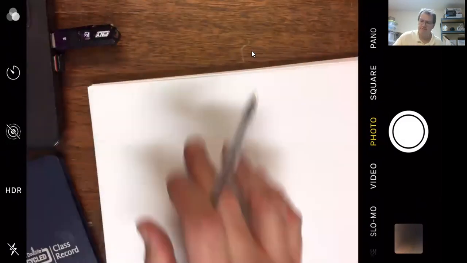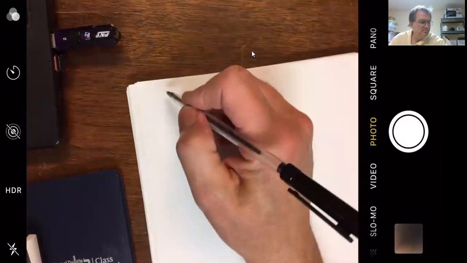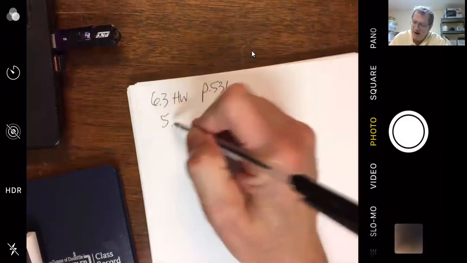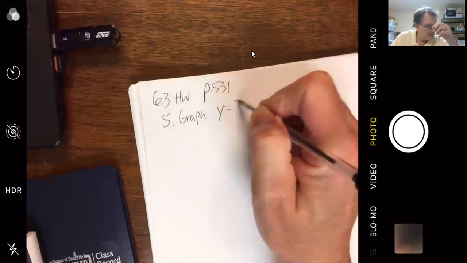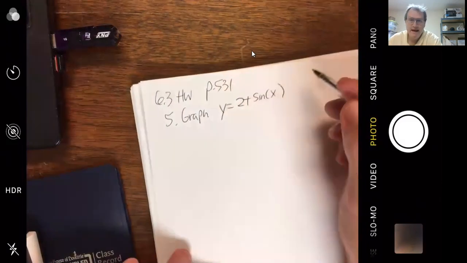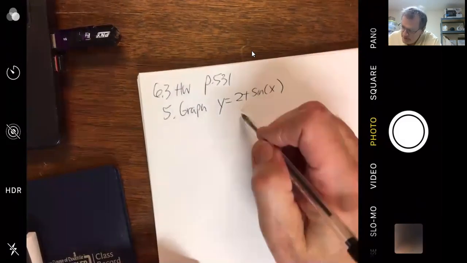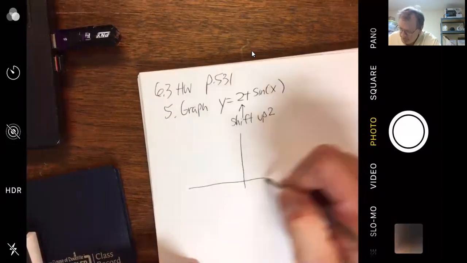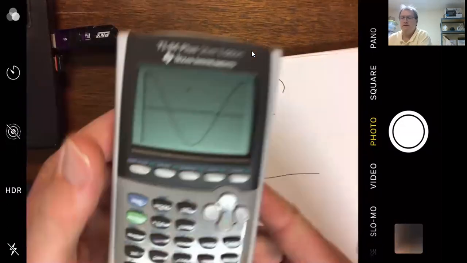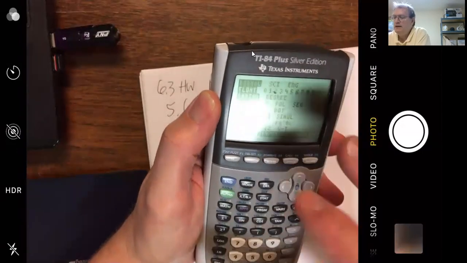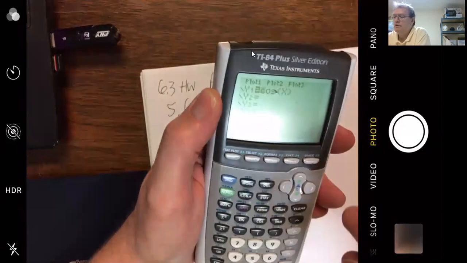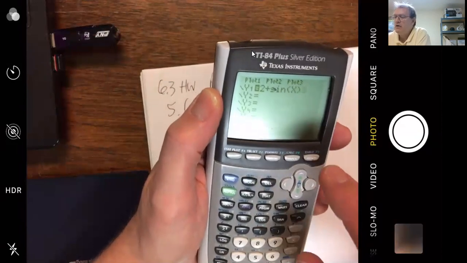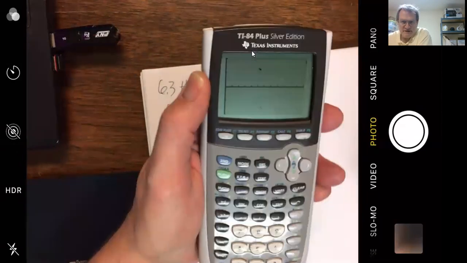We'll start with number 5. This is 6.3 homework, 31, number 5, graph 2 plus sine of x. All right, I hope you know your shifts from college algebra. This will be a shift up 2. You don't have to have these memorized. In radian mode, y equals 2 plus sine x. Graph. And I'm not seeing anything because I forgot to adjust my window.